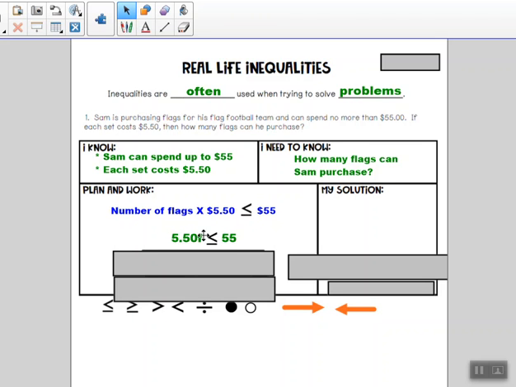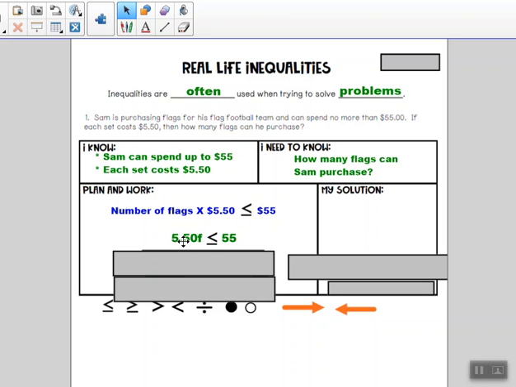$5.50 times the number of flags needs to be less than or equal to 55. And now I have myself an inequality that I can solve in one step. If I want to get the variable by itself, you ask yourself, what's happening to it right now? Well, it's being multiplied by 5.50.